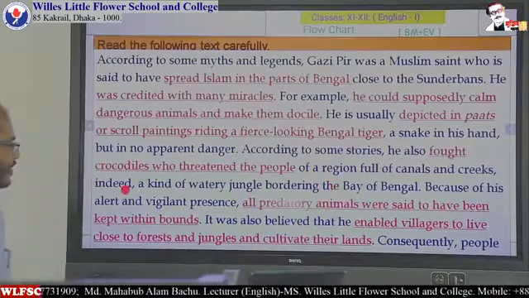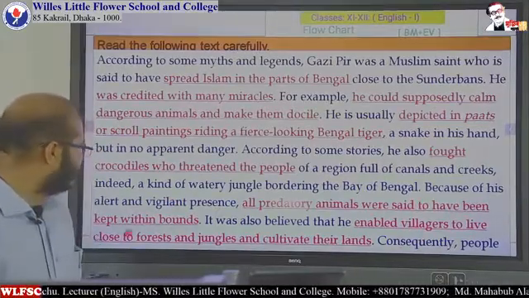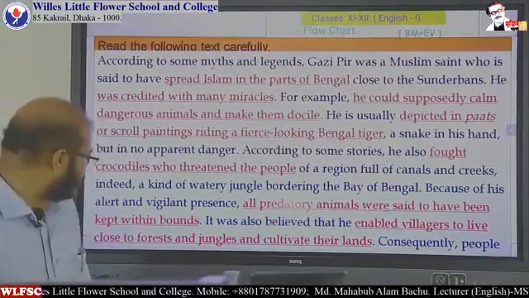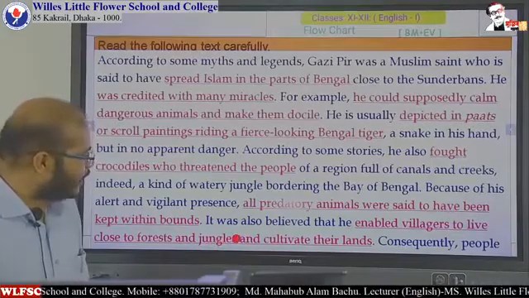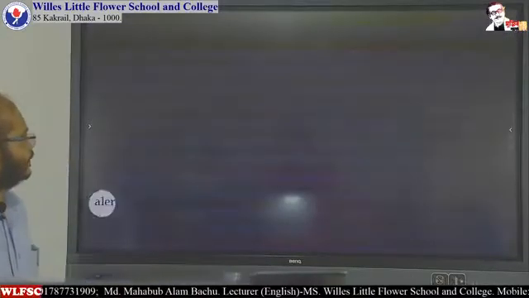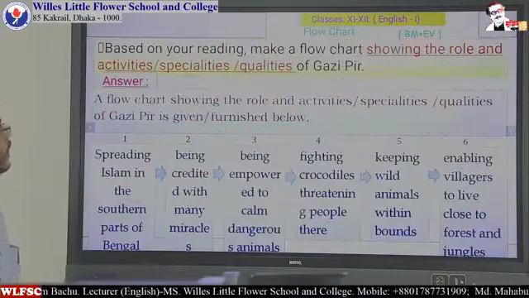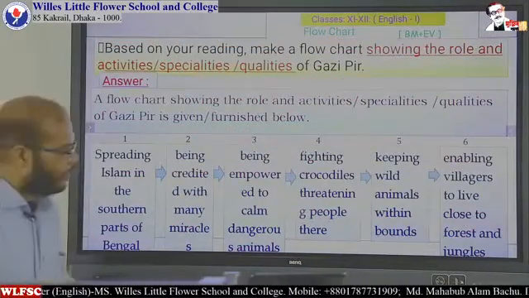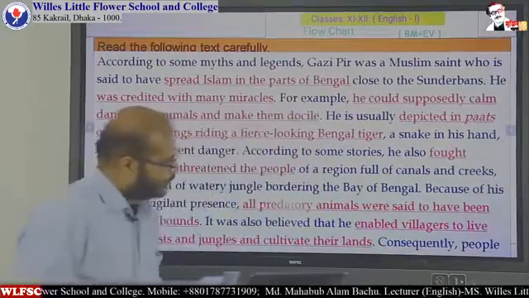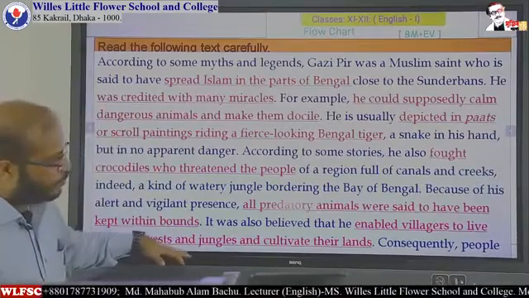Because of his alert and vigilant presence, all predatory animals were said to have been kept within bounds. It was also believed that he enabled villagers to live close to the forest and jungle and cultivate their lands. Consequently, the text is basically completed here. Consequently, the people pray to him for their protection.